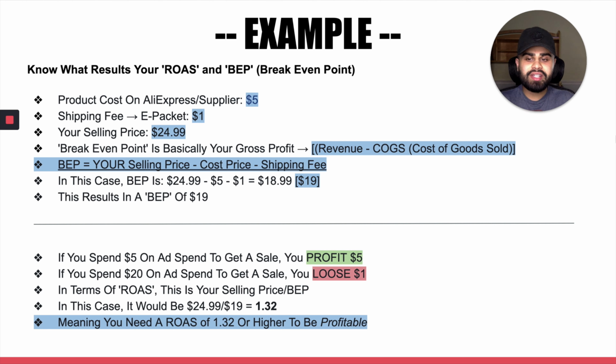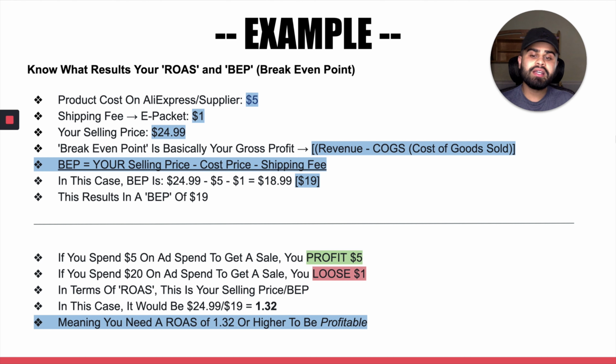Essentially, this means if you spend $5 on ads to get a sale, which is your cost per purchase, or your cost per acquisition, how much you're actually spending to get a sale or obtain a customer, you profit $5. If you spend $20 on an ad to get a sale, that means you are losing $1 and you are unprofitable. So in terms of ROAS, this is your selling price divided by your break-even point.